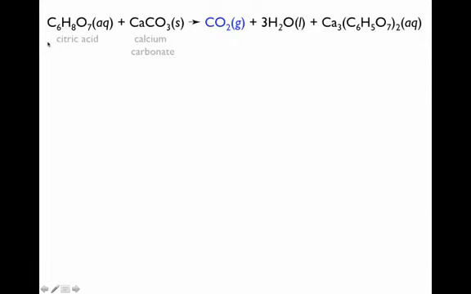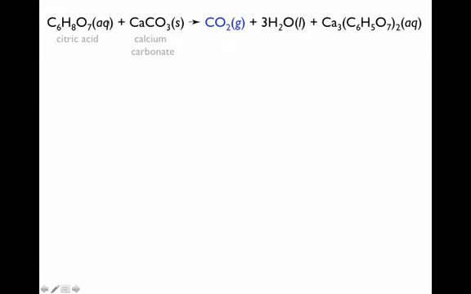Here is the reaction. You are going to take citric acid, aqueous citric acid, and you are going to take solid calcium carbonate. This calcium carbonate is also known as limestone, and you're going to mix the two of these things together, and there's going to be a chemical reaction that takes place. Citric acid plus calcium carbonate makes three things. The product that we're most interested in is carbon dioxide gas.